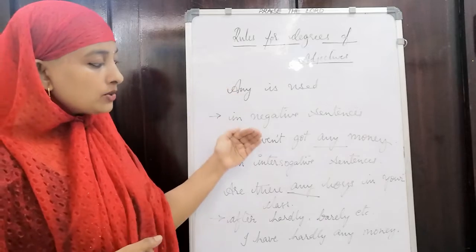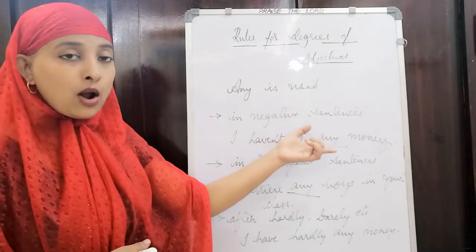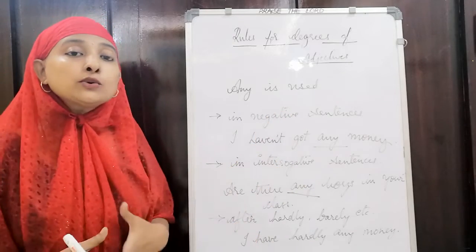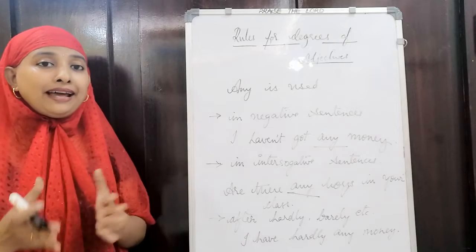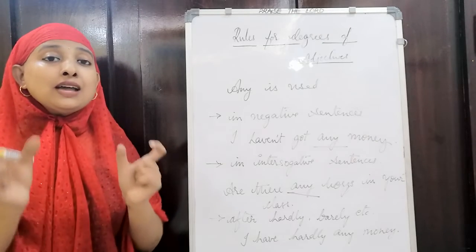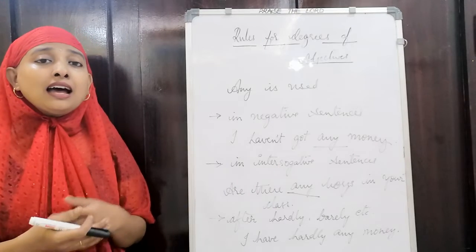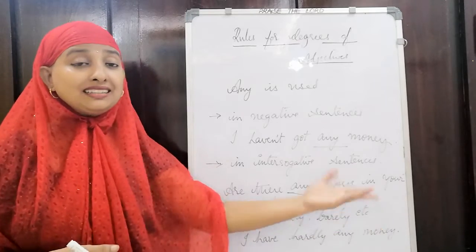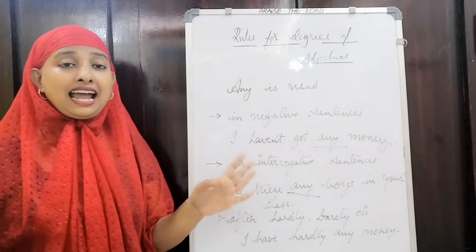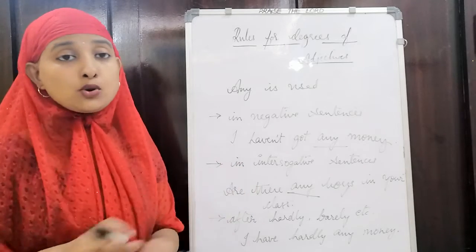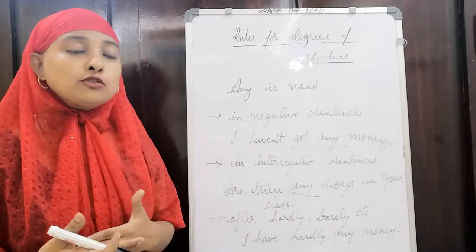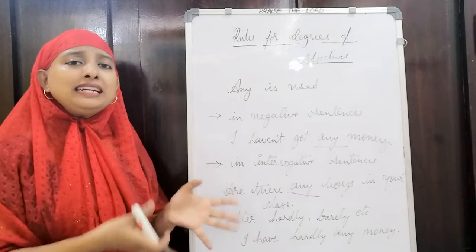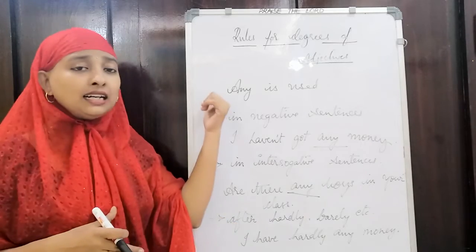So when we are using any, we use it with uncountable nouns, in negative form as well as in question form. And we also use any after words like hardly, barely, scarcely. Like, I have hardly any money. That means I don't have money at all. I have hardly any money means there is no money left with me, right? So this is the usage of any.